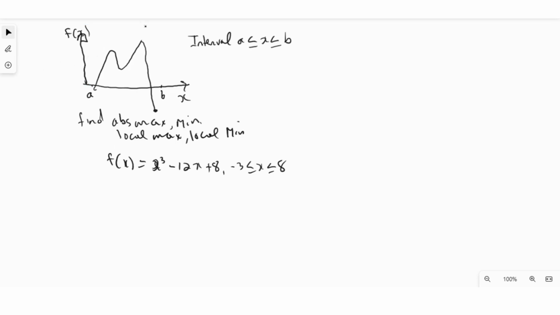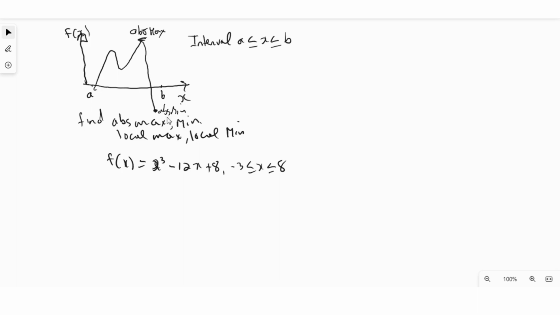So in this case here is the highest value, therefore this is called absolute maximum. And the lowest point is called absolute minimum or minimum. So highest value, absolute maximum, lowest value, absolute minimum.